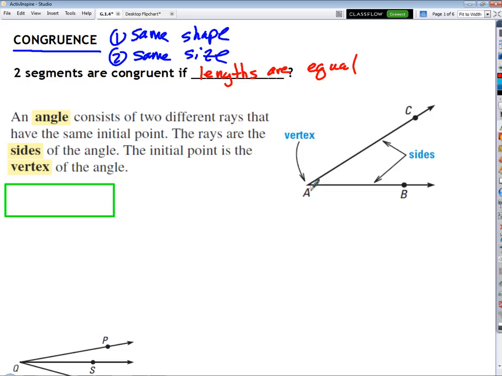That's it. What is the anatomy of an angle? Well, angles have a vertex, which is the initial point of both rays, and then they have sides. So one of the sides is ray AC and the other side is ray AB. That's it. There's not much to them, okay?